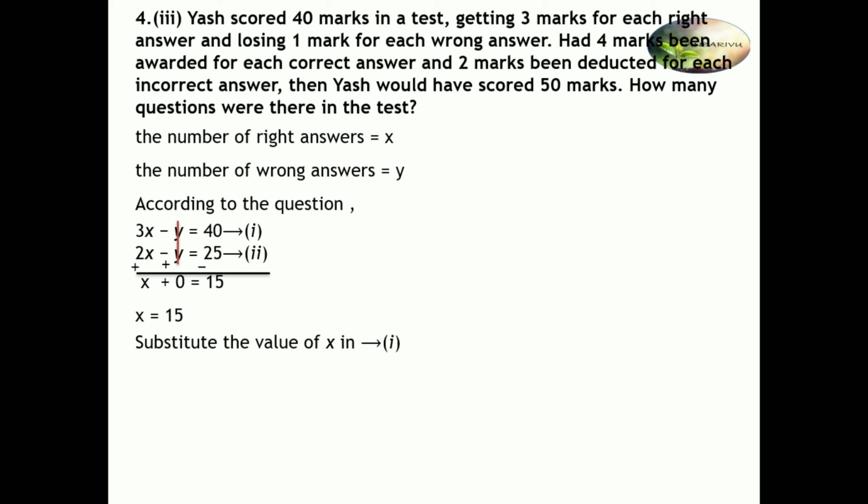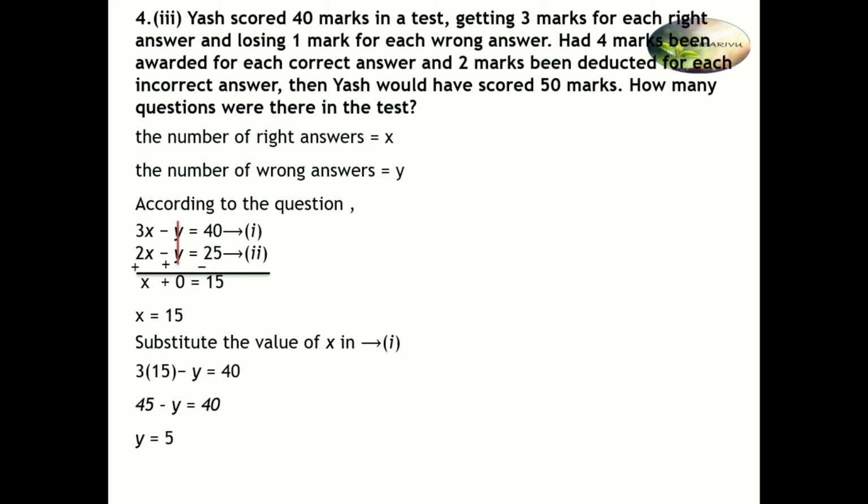Then substitute the x value in the first equation, 3x minus y is equal to 40. If I substitute the x value, then 3 into 15 minus y is equal to 40. Then 40 goes to the left-hand side and becomes minus 40, and minus y goes to the right-hand side and becomes plus y. Then 45 minus 40 gives y is equal to 5.